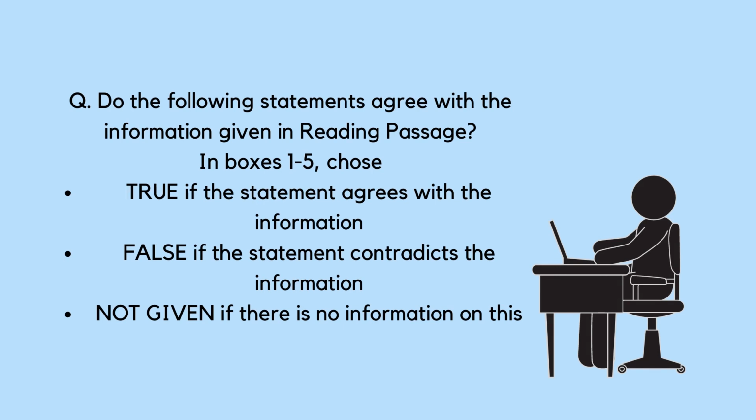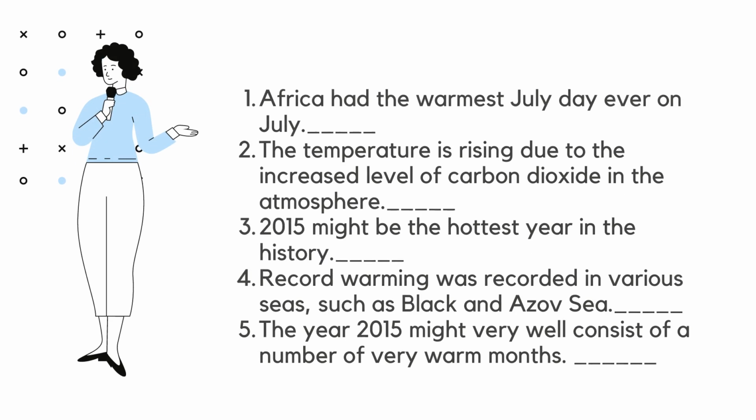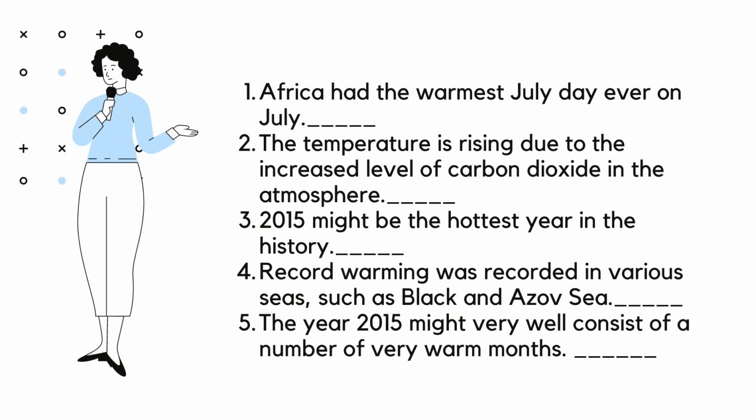Before we discuss the answers further, let us discuss what the question is. Do the following statements agree with the information given in the reading passage? In the boxes on your answer sheet, write true if the statement agrees with the information, false if the statement contradicts the information, and not given if there is no information on this particular statement.